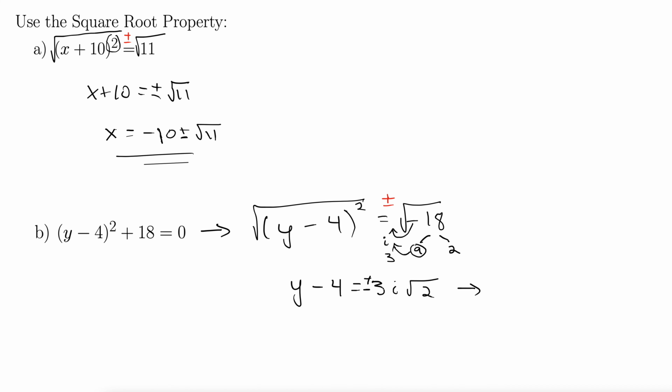Okay, then finally we add 4 to both sides. That gives us y equals 4 plus or minus 3i radical 2. There we go.